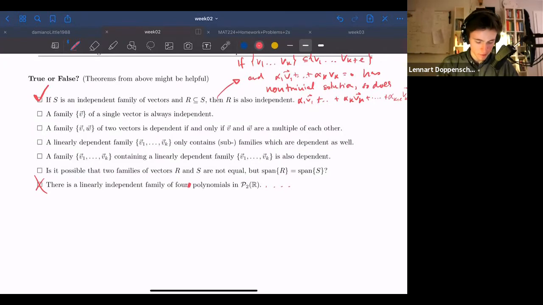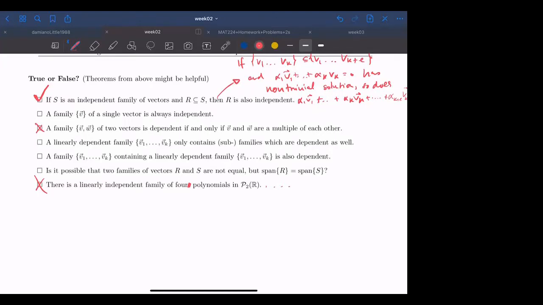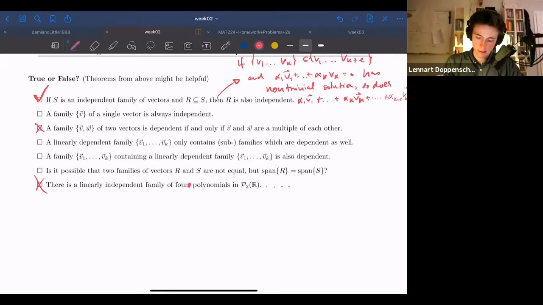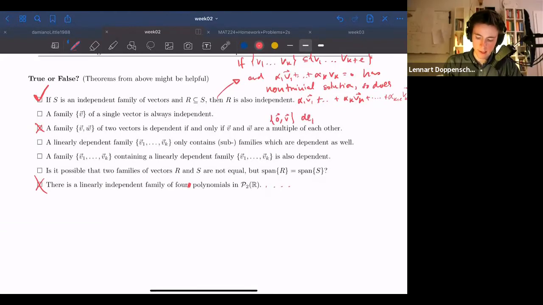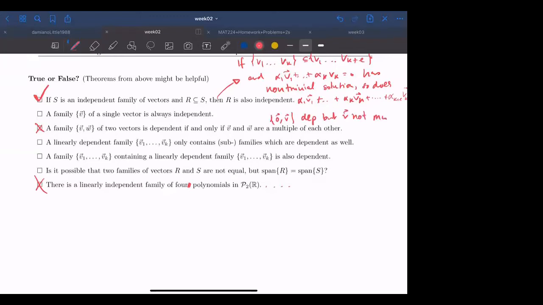Andrew said 3 might be false. Okay, what is this? Yeah, I said 3 is false because if you include the zero vector and the non-zero vector in the set, the zero vector is a multiple of the non-zero vector, but you can't say it the other way around. Yeah, so this is dependent. They're completely correct. This is dependent, but V is not a multiple of 0.